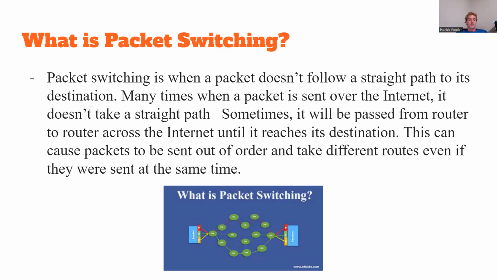This can cause packets to be sent out of order and take different routes, even if they are sent at the same time. And this can also cause them to be delayed when they're received. So if we look at the picture, the left side is the sender and the right side is the receiver. And all the green things are the different devices that are in the network. Now the sender sends the packets all throughout the network, taking different routes to get to the receiver. And this is packet switching.